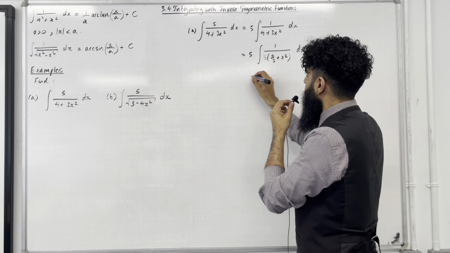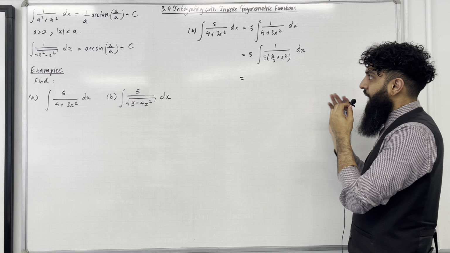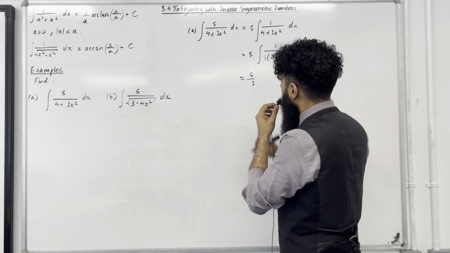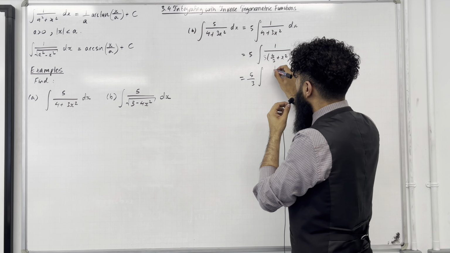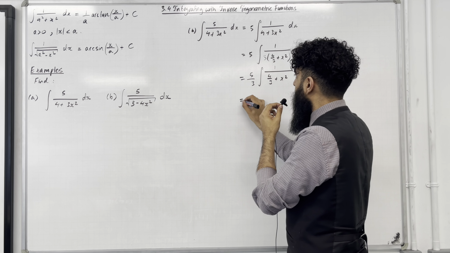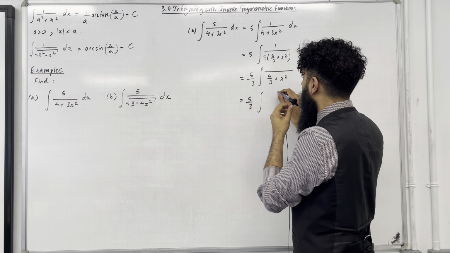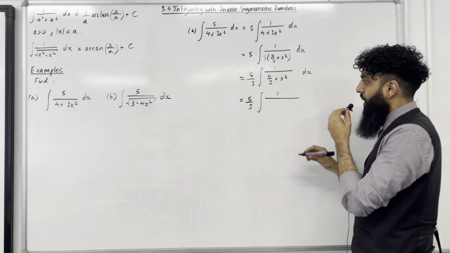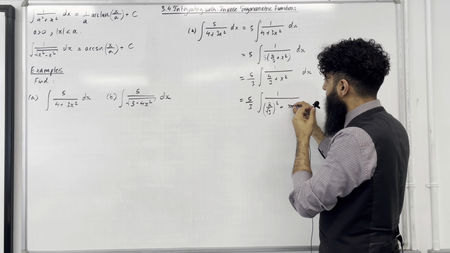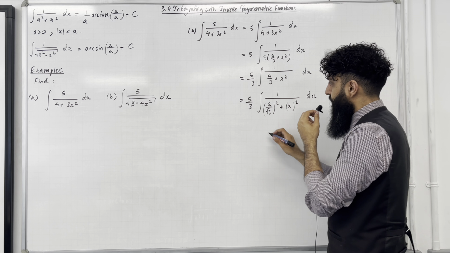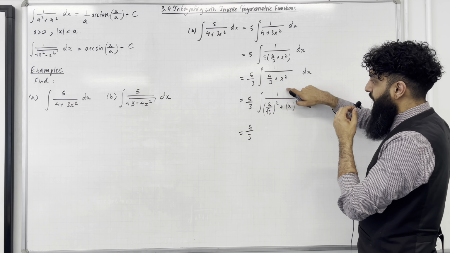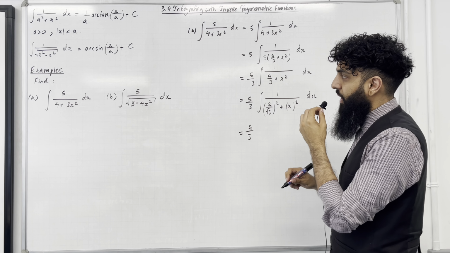I have 1 over 3, I can take it outside the integral, so 5 multiplied by 1 over 3 is just 5 over 3, and then we multiply by the integral of 1 over 4 over 3 plus x squared dx. That equals 5 over 3 multiplied by the integral of 1 over, and the denominator I can rewrite as 2 over square root 3 in bracket squared plus x in bracket squared, dx. So I have 5 over 3. Notice that this fraction is of the form 1 over a squared plus x squared.